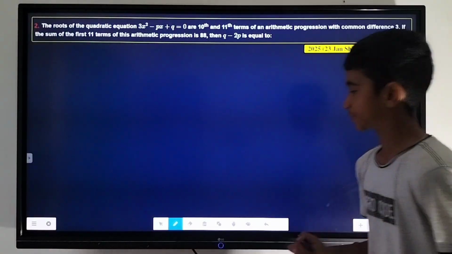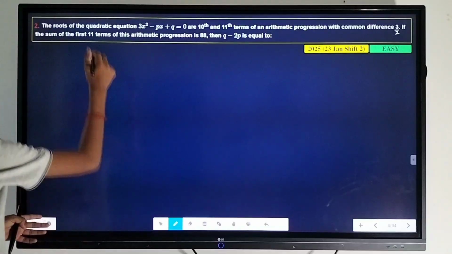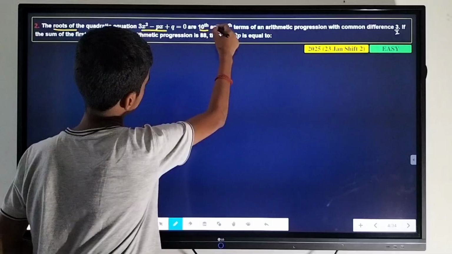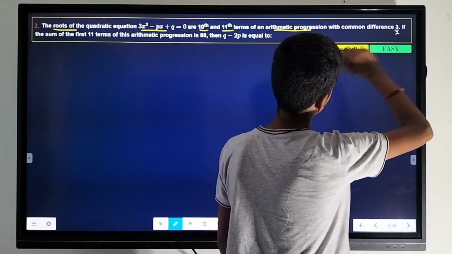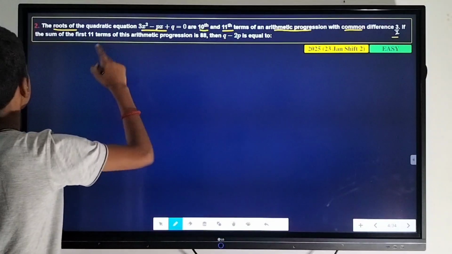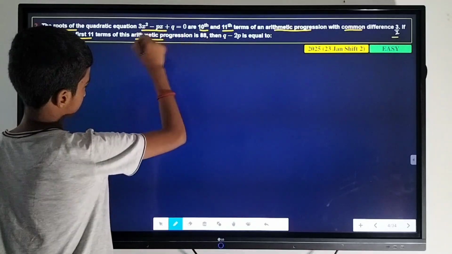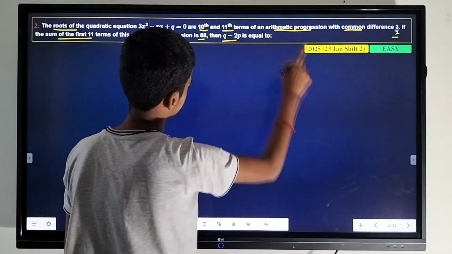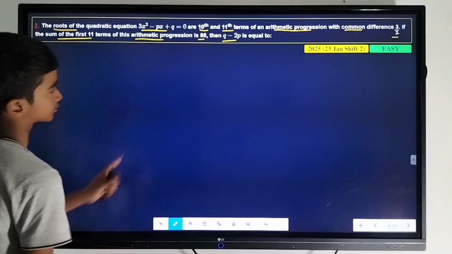This is our next question. So this time our question says the roots of this quadratic equation are 10th and 11th term of an arithmetic progression with common difference 3 upon 2. If sum of the first 11 terms of this arithmetic progression is 88, then we have to find the value of q minus 2p.